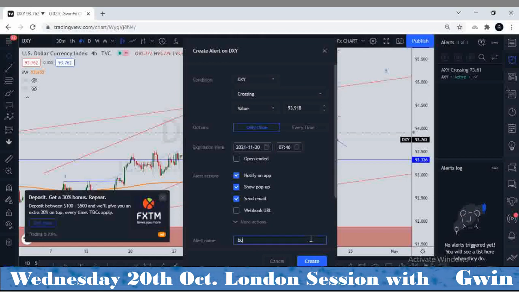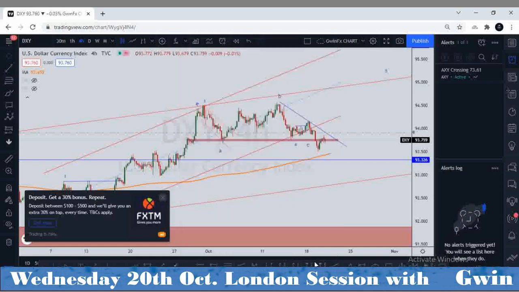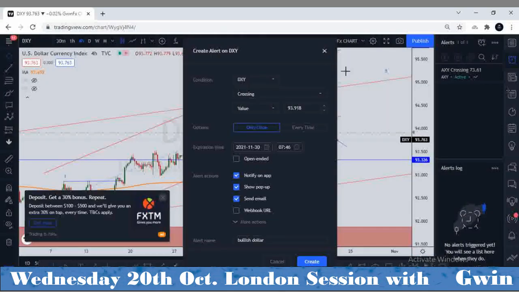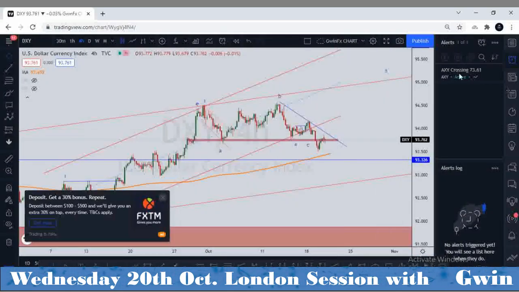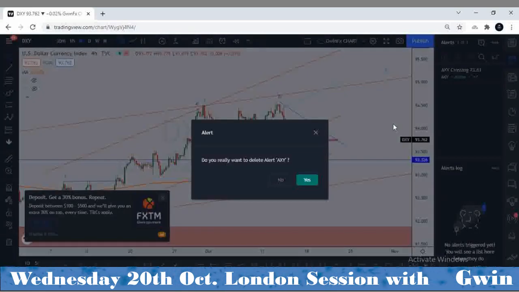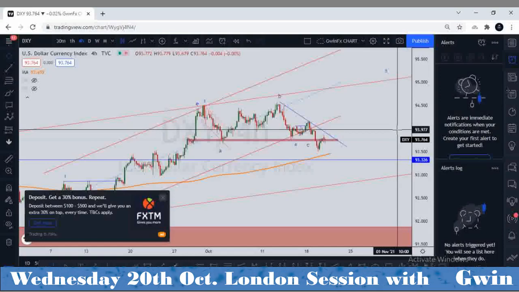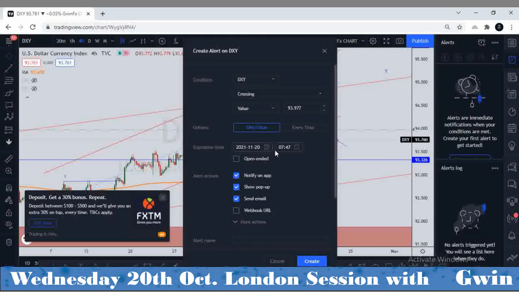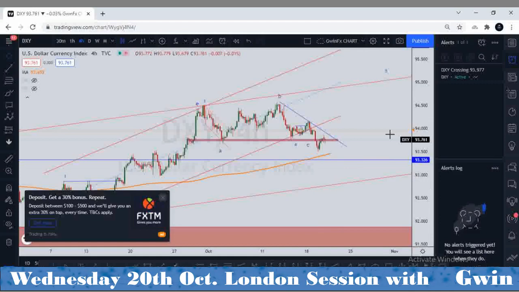Then we look at a bullish dollar from that point on, if price is able to break that trend line there. I think I already have a cross there, so I'm going to put that up. I'm going to add an alert, so I'm going to put that as well. So the line is there.